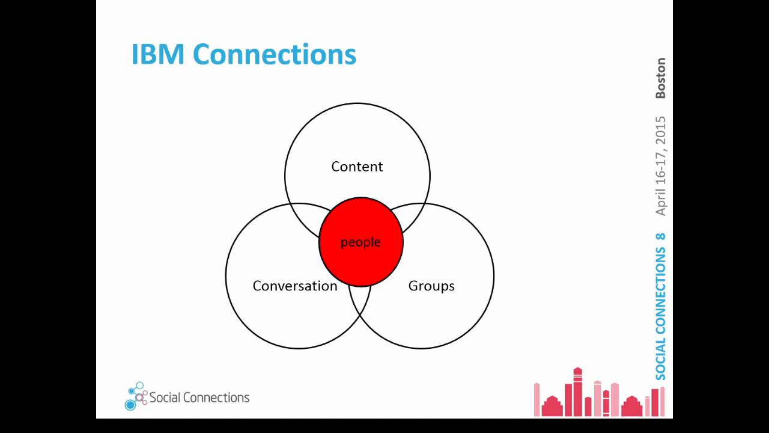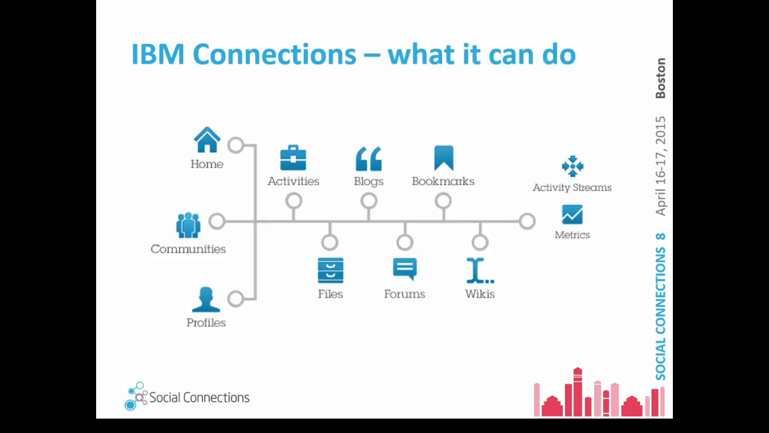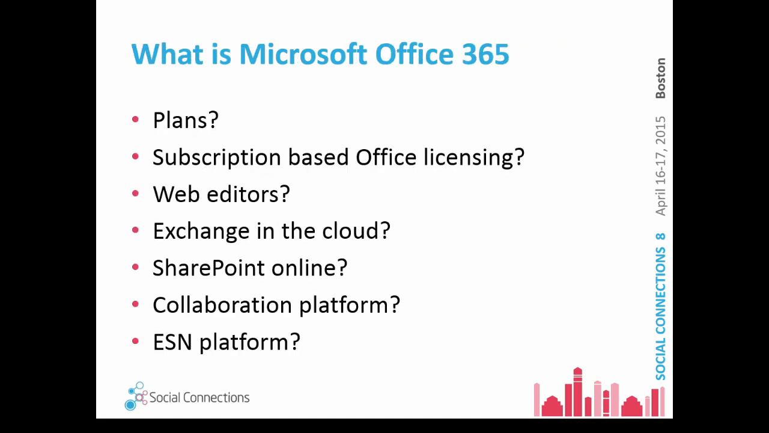IBM Connections is very people-centric. It means that it puts people in the center, and there are conversations around people, content around people, groups around people. The people are in the very, very middle. IBM Connections has a lot of modules or features like wikis, blogs, file sharing, forums, profiles that you can choose to do your sharing.